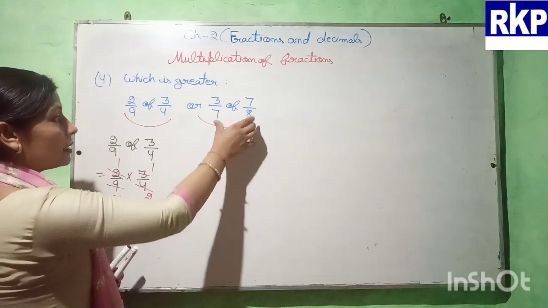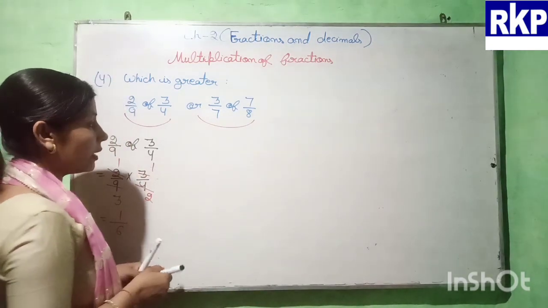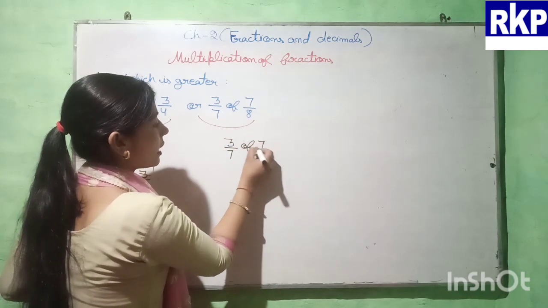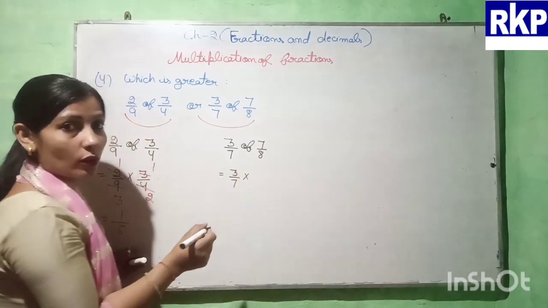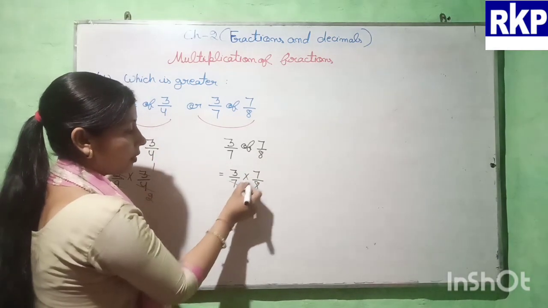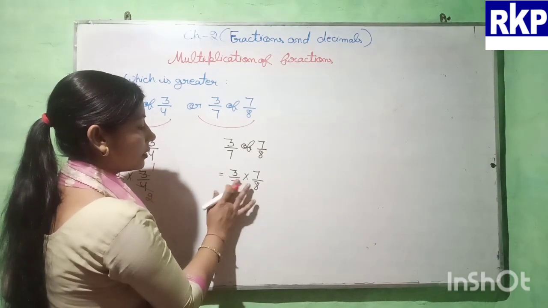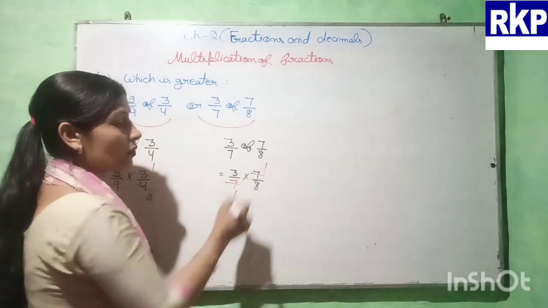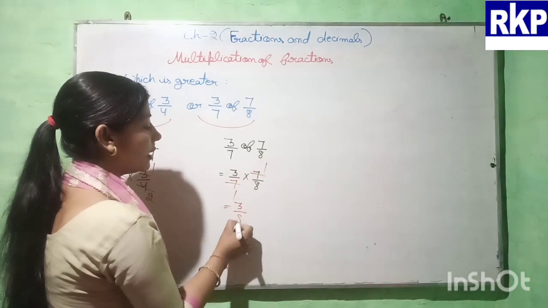Okay, now let us see this also. Here 3 by 7 and 7 by 8. 3 by 7 of 7 by 8. So let us simplify this also. Here we will put the sign of multiplication, and here 7 by 8. Now this also we can cancel. 7 and 7 both have the same common factor, 7. So 7 1s are 7, 7 1s are 7. So here we will get 3 1s are 3 and 1 8s are 8.